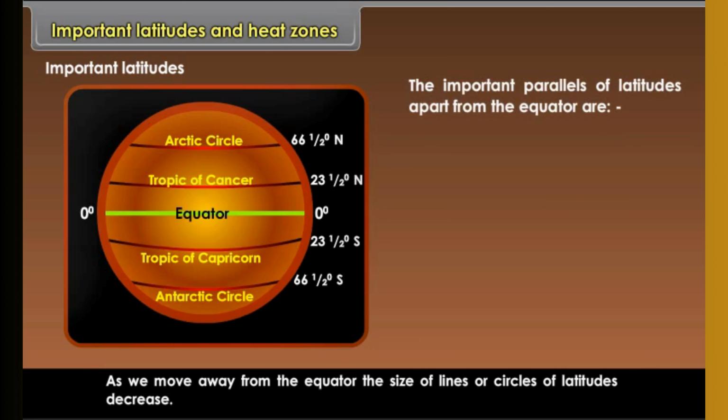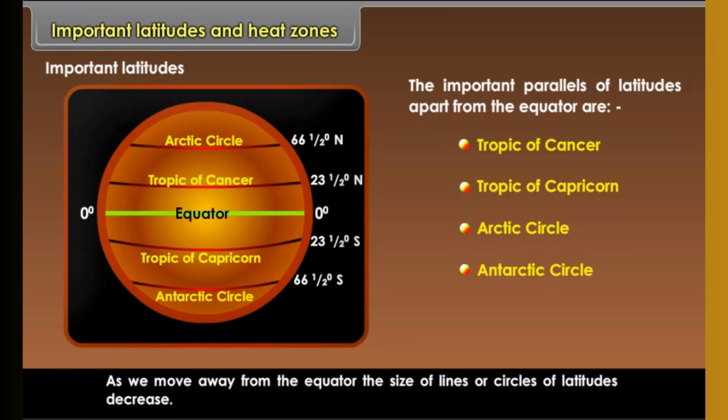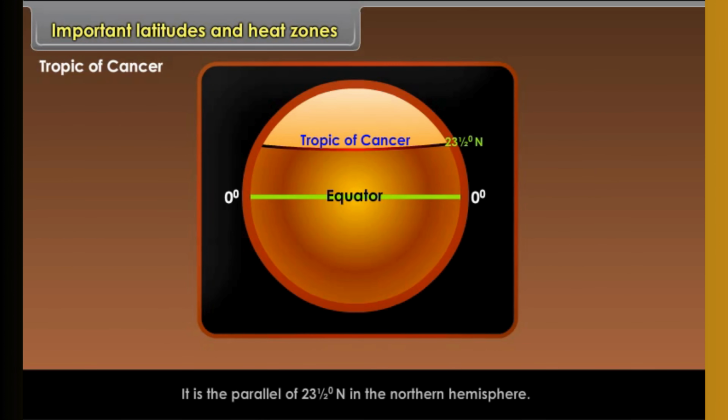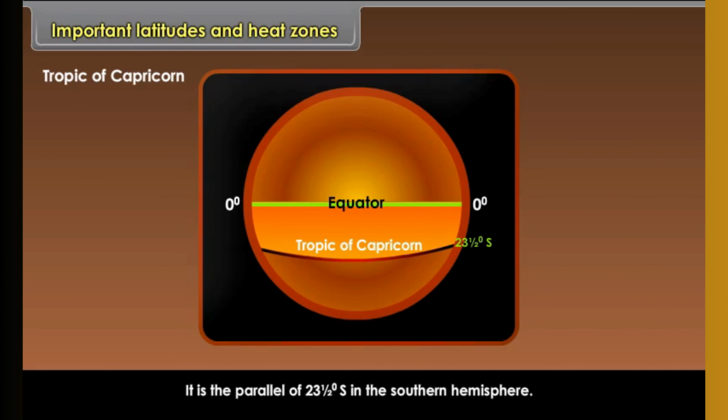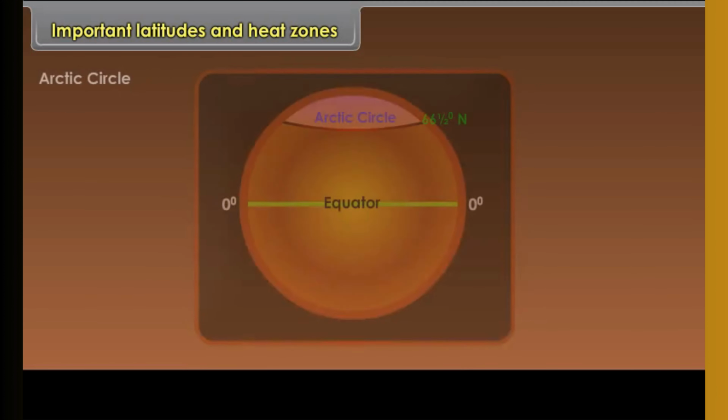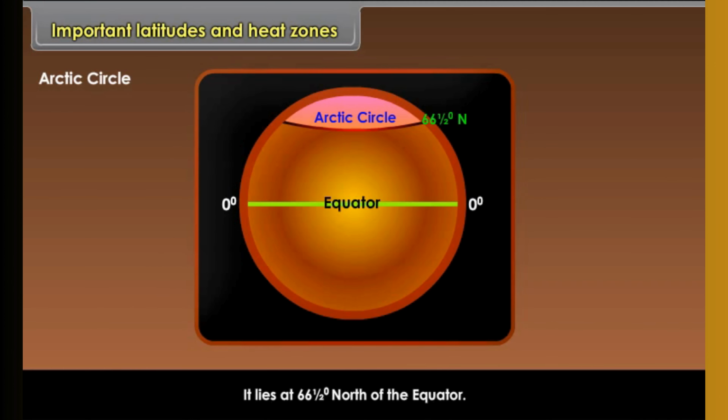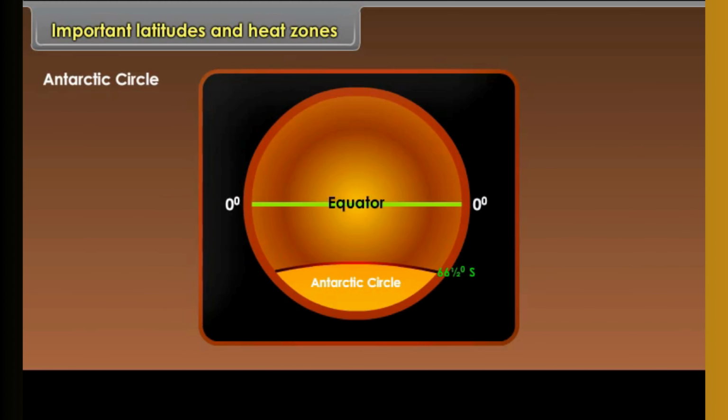The important parallels of latitudes apart from the equator are Tropic of Cancer, Tropic of Capricorn, Arctic Circle, Antarctic Circle. Tropic of Cancer. It is the parallel of 23.5 degrees north in the northern hemisphere. Tropic of Capricorn. It is the parallel of 23.5 degrees south in the southern hemisphere. Arctic Circle. It lies at 66.5 degrees north of the equator. Antarctic Circle. It lies at 66.5 degrees south of the equator.